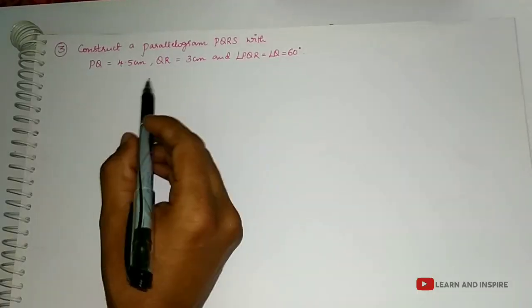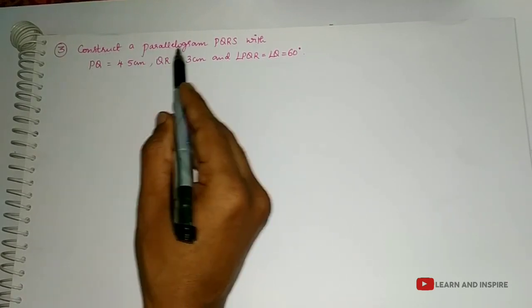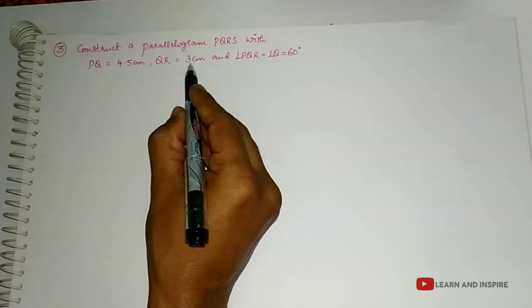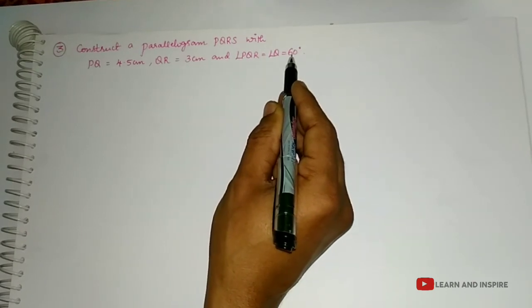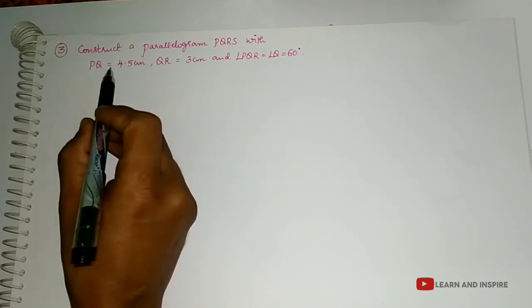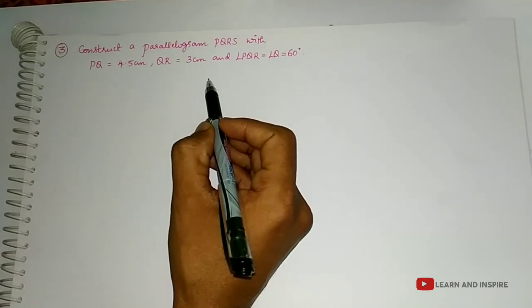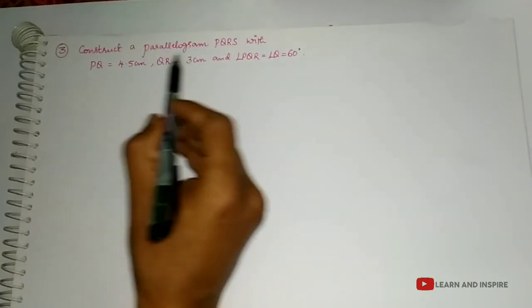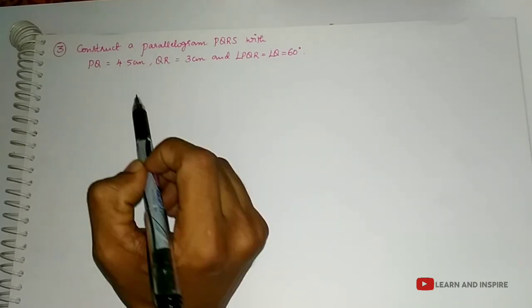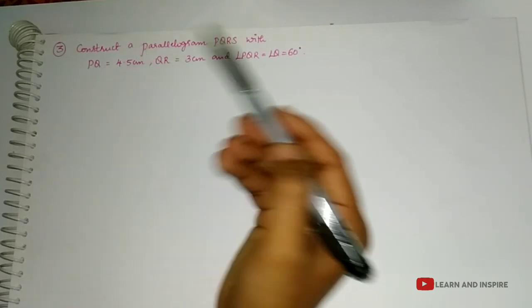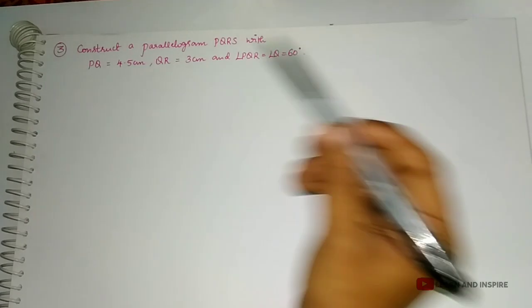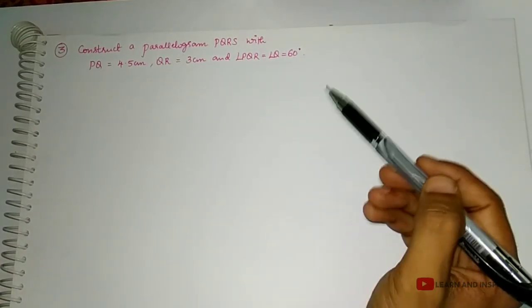So here is the third question: construct a parallelogram PQRS with PQ equals 4.5 centimeters, QR equals 3 centimeters and angle PQR, which is nothing but angle Q, equals 60 degrees. In this question they have given only two sides, and what about the remaining two sides? As we know the properties of a parallelogram, in a parallelogram opposite sides are equal. So from these two sides we can find the remaining two sides also after drawing the rough diagram.